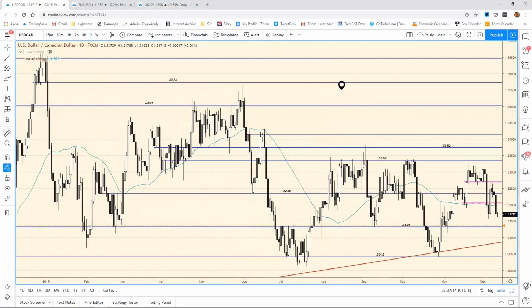Well, the dollar CAD continued to remain weak after that sell-off we saw the other day. Since the dollar CAD finished the day on the lows after taking out support, that support had been 32.05 here. So we finished rather weak.